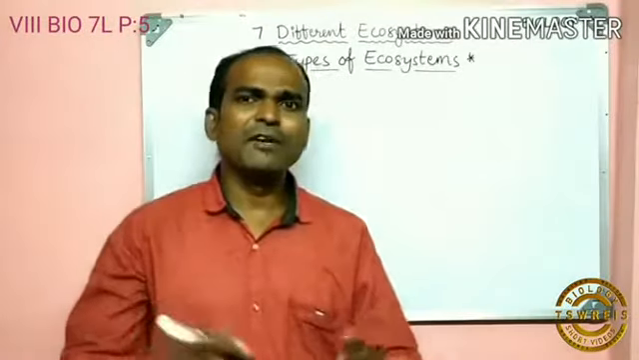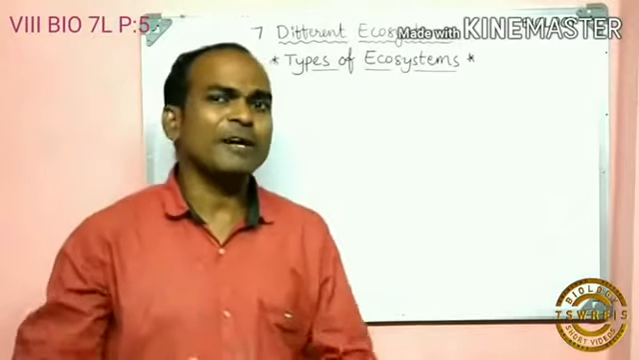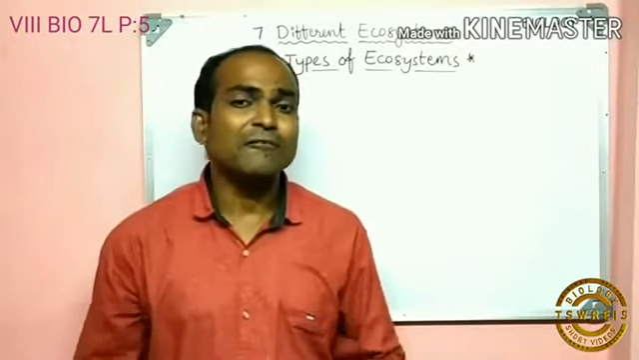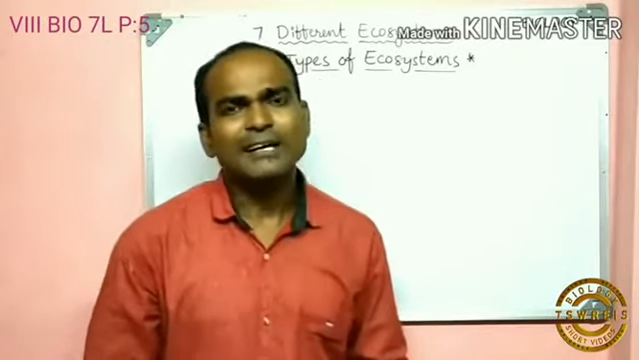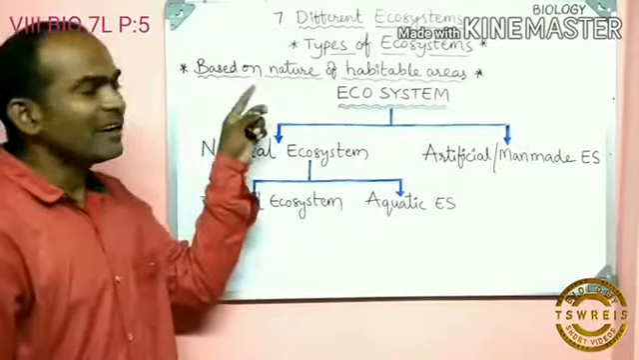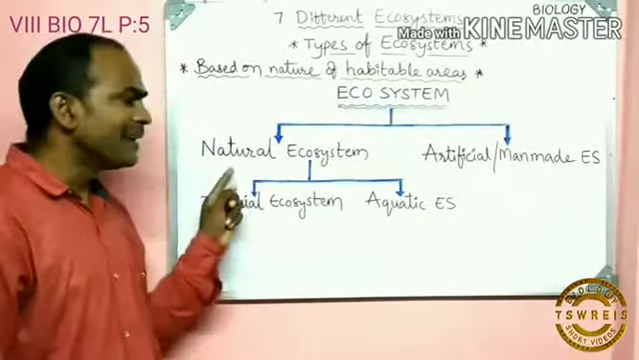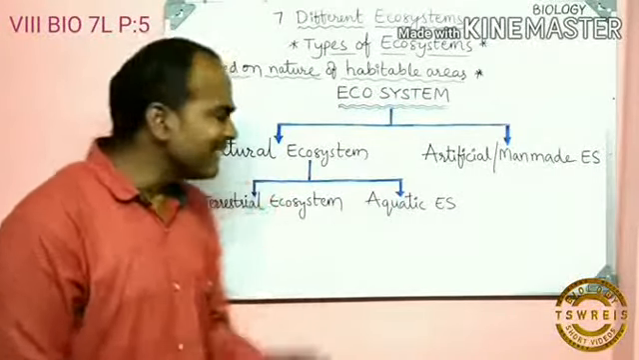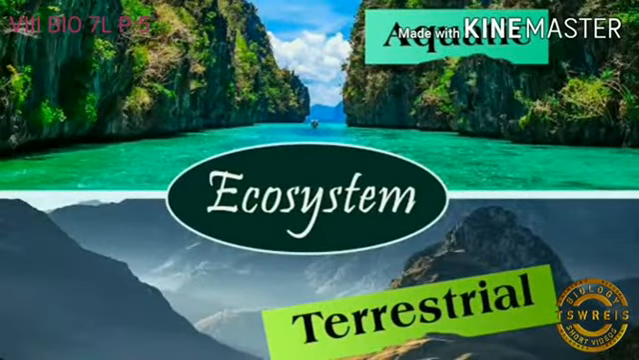Children, we already know that abiotic components and biotic components comprise the ecosystem. When these abiotic and biotic factors interact with each other, they result in the formation of different ecosystems. Based on the nature of habitable areas, ecosystems are classified into natural ecosystems and artificial ecosystems. The natural ecosystem is again classified into terrestrial ecosystem and aquatic ecosystem.